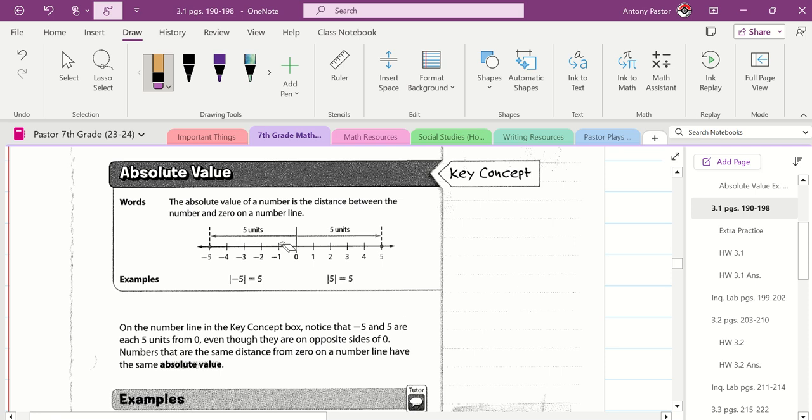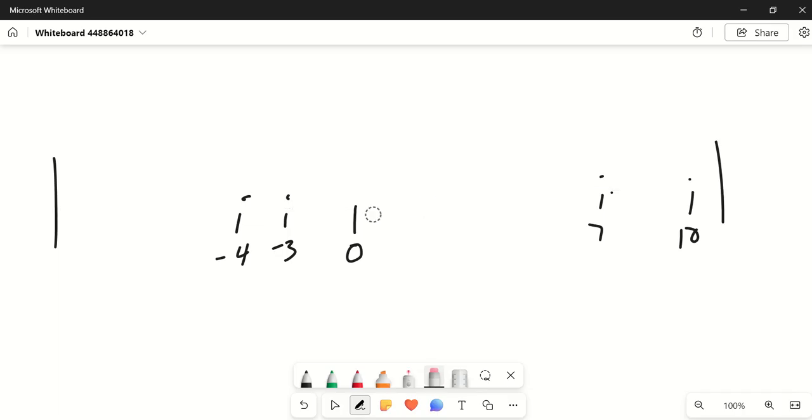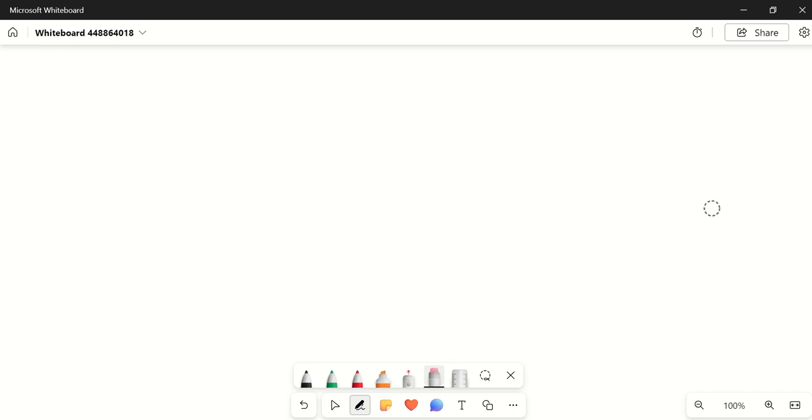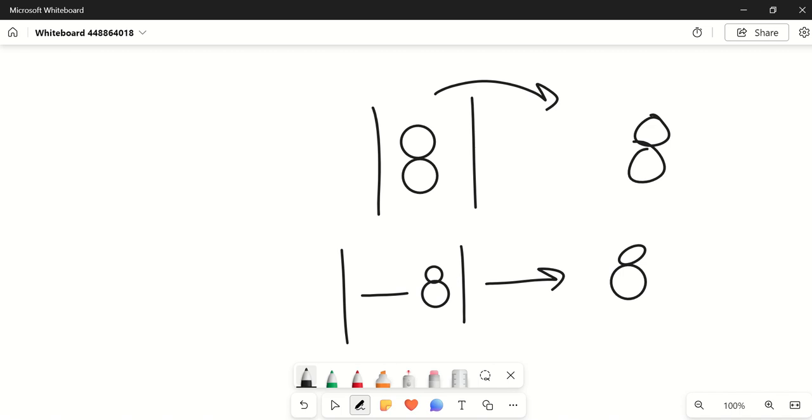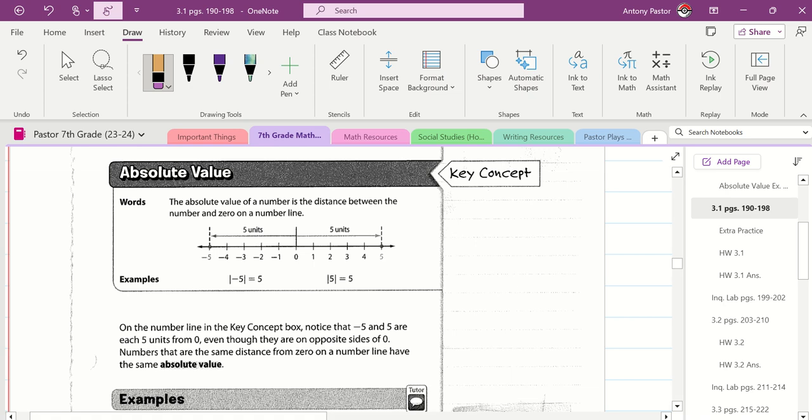Now, absolute value. We've talked about this last year. An absolute value is written as such, where a number is written inside of these two lines. Now, if that number is positive, it will remain positive. So the absolute value of 8 is still just 8. Versus the absolute value of negative 8 will be 8. Anytime a negative is inside it, it will turn into a positive. What absolute value means is the distance away from 0.